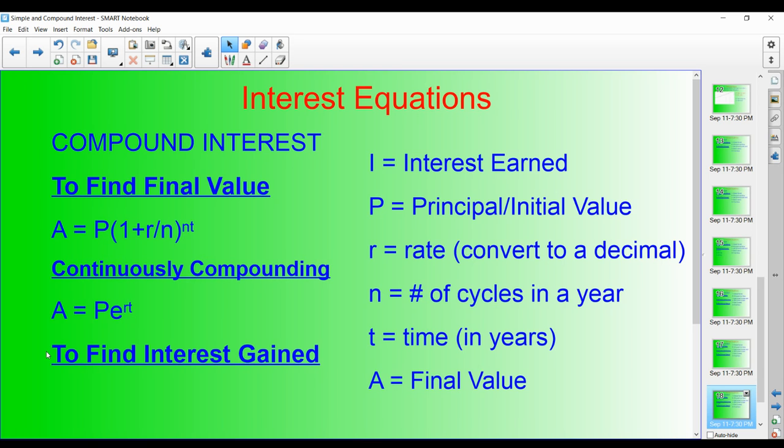In both cases, to find the amount of interest I gained, what I do is I take my final amount of money, I subtract my original amount of money, and the difference between the end and the start is how much interest I gained. If I start with $500, so P is 500, and I end up with $600, I gained $100. Interest is the money that you gain. And those are formulas that we're going to learn how to use to find simple and compound interest.